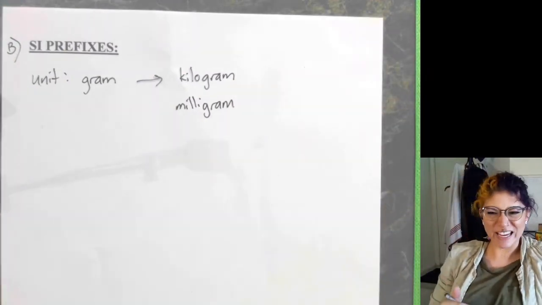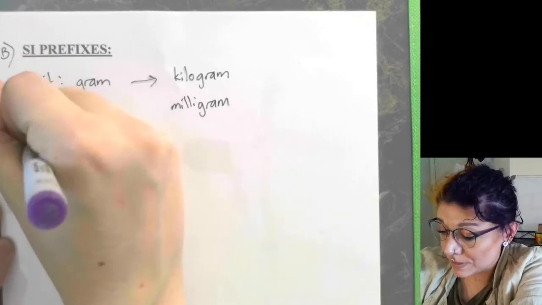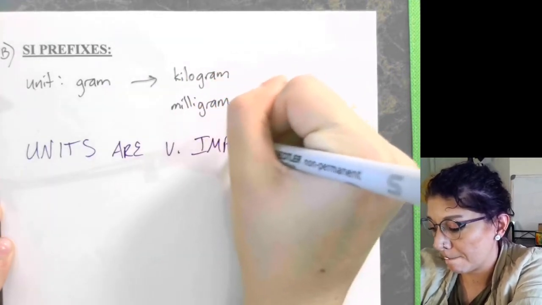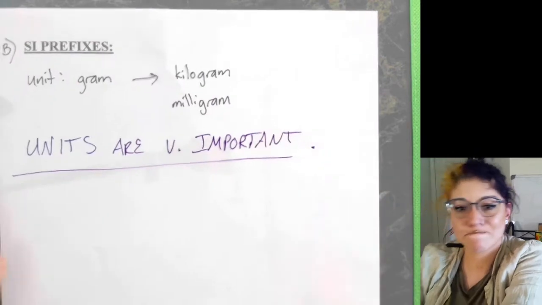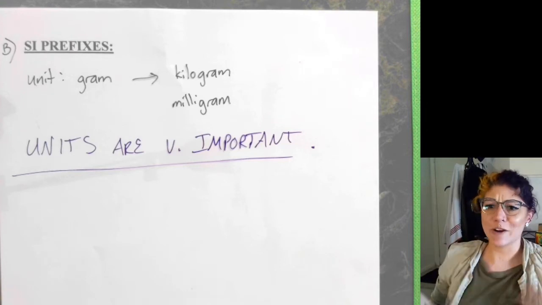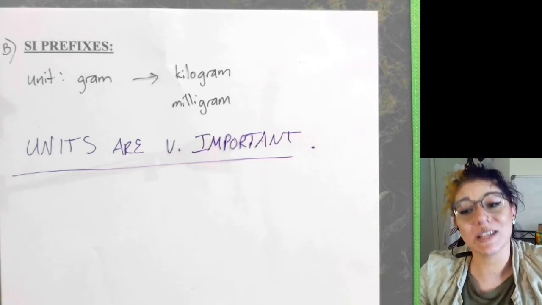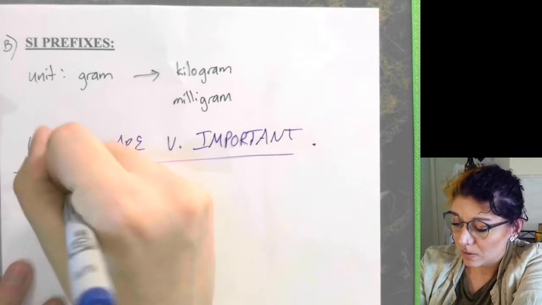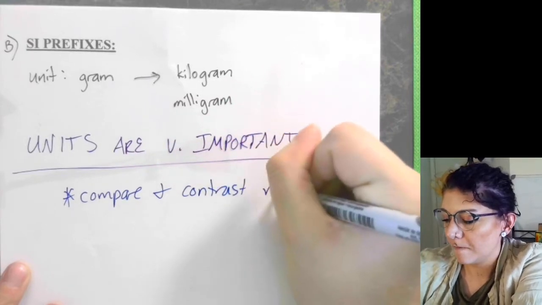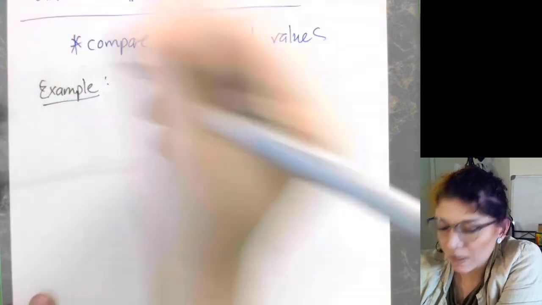And why do we really care about using these units at all? Like, why are units important? Well, first, I'm just going to tell you, units are very important. So imagine that you're a scientist, right? And you're trying to publish your stuff and it's revolutionary. Well, we like to have common units in science so that we can easily compare and contrast values.